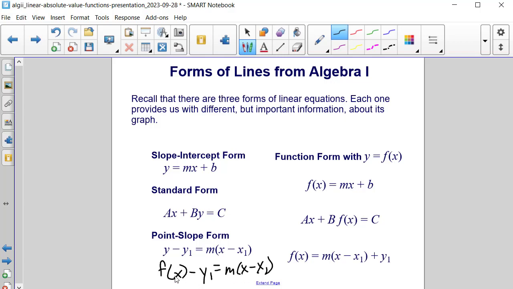And then if we were to add y1 to both sides of the equation, we would get this simplified function. f of x is equal to m times the quantity of x minus x1, and then plus y1, that y coordinate from our point at the very end of the equation.